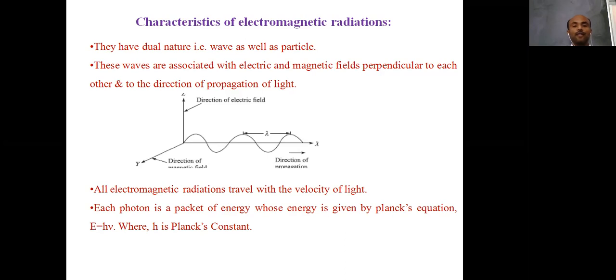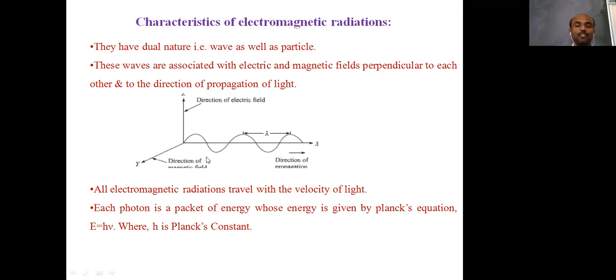Electromagnetic radiations have a dual nature, that is, wave as well as particle. These waves are associated with electric and magnetic fields perpendicular to each other and to the direction of propagation of light, as indicated in this diagram. This diagram consists of a three-dimensional Cartesian coordinate system x, y and z, and if we draw a wave propagating on the x-axis, then the electric field is oriented on the z-axis and the magnetic field on the y-axis, and the x-axis denotes the direction of propagation of the wave.